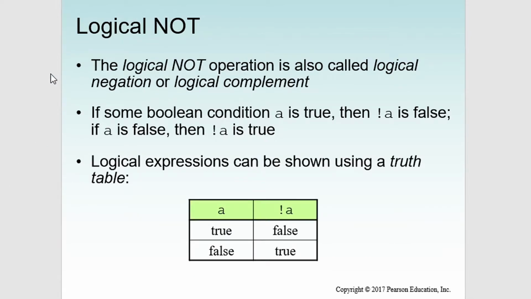Logical not. The logical not operator is called logical negation or logical complement. If some Boolean condition A is true, then not A is false. If A is false, then not A is true. Logical expressions can be shown in a truth table. So here they have a truth table. They're saying if A is true or if A is false, then here's the result of not A. So when A is true, not A is false. When A is false, not A is true. You're basically just taking the opposite of whatever it is when you put the not.